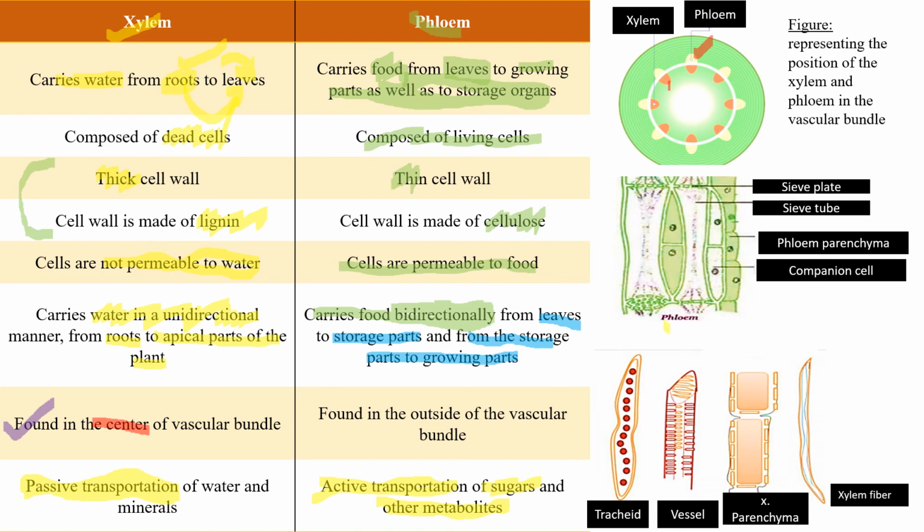Now these are the elements of phloem, and these are the elements of xylem. Phloem is composed of sieve tubes, sieve plates, phloem parenchyma and companion cells. In case of the xylem, it is formed of tracheids, vessels, xylem parenchyma and xylem fibers. These are the different elements of xylem and phloem. That is all about the differences between xylem and phloem.